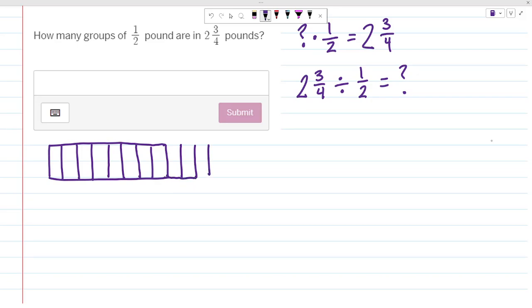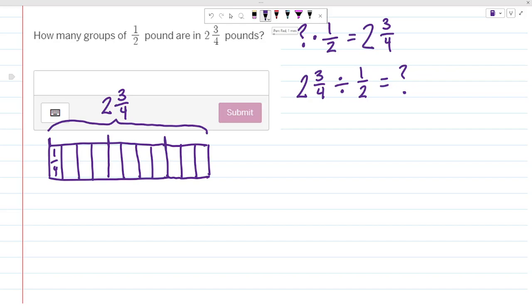So 1, 2, 3. Just to help us keep track, 1, 2, 3, 4, 1, 2, 3, 4, and then my 3. So in total, I have on my tape diagram 2 3/4 pounds. Each of these represents 1/4. And we're wondering how many groups of a 1/2 pound. If we've already broken our tape diagram into fourths, how many fourths make a 1/2?